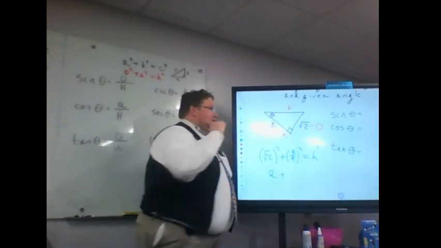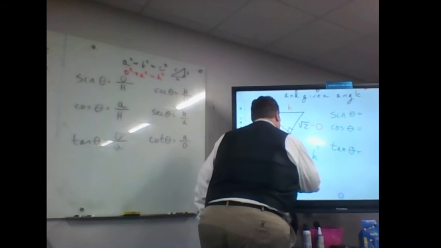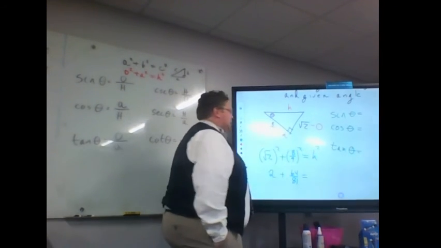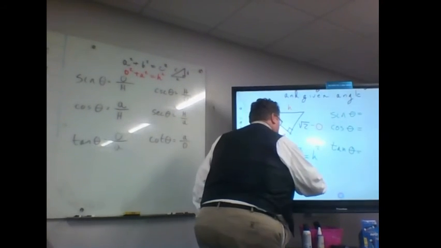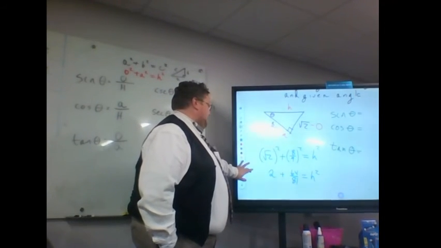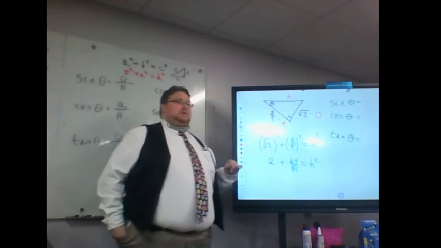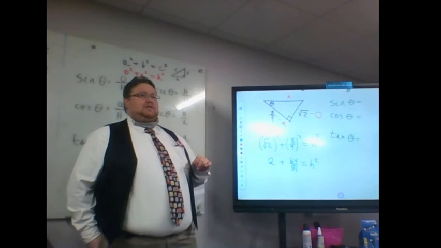8 over 9, squared, that's right, 64 over 81 equals H squared. Okay, may need some assistance here. How do I add 2 and 64 over 81 together? I want to get this down to one fraction so I can take that square root better. Suggestions?